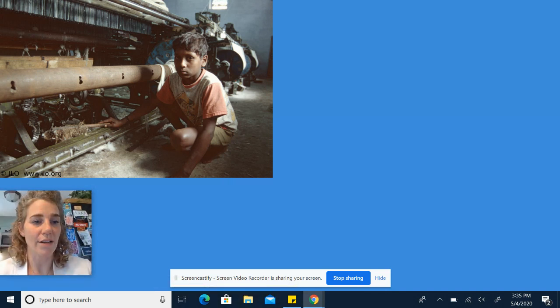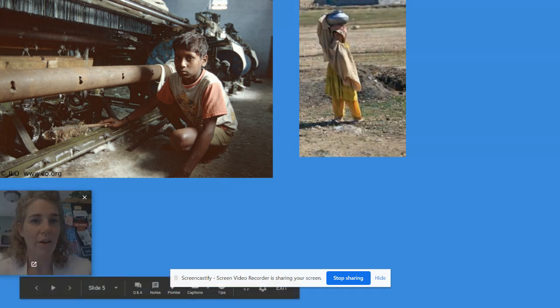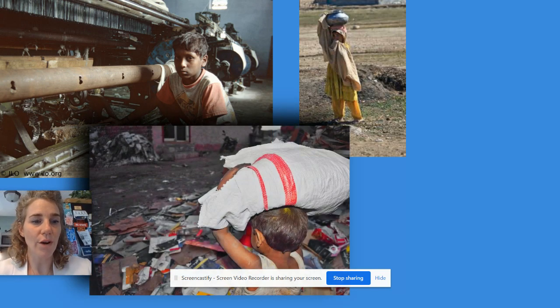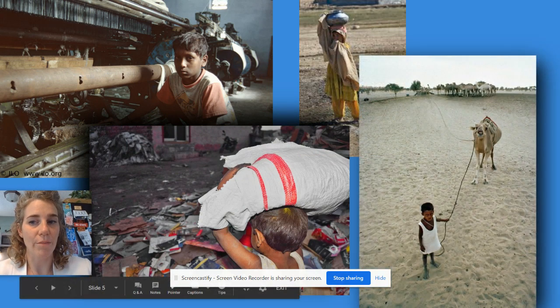A lot of times there are not enough jobs, or there are jobs for the adults, but they don't pay enough. And so children that are engaged in child labor, even though that's a human rights violation and they shouldn't have to, are working to help their family survive.